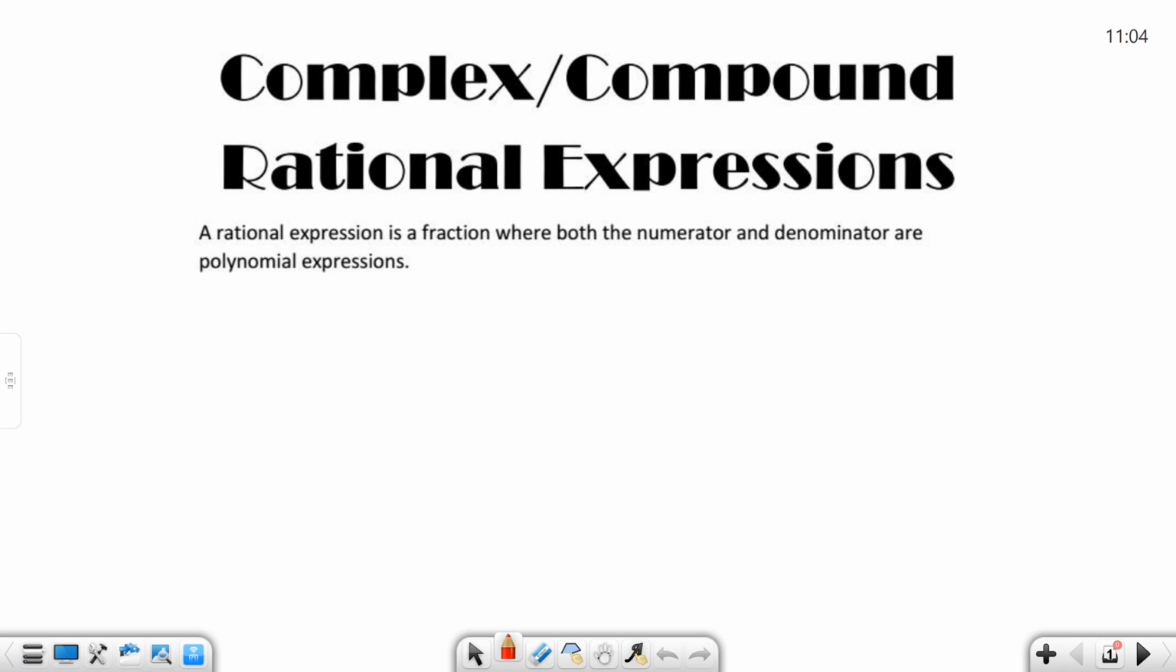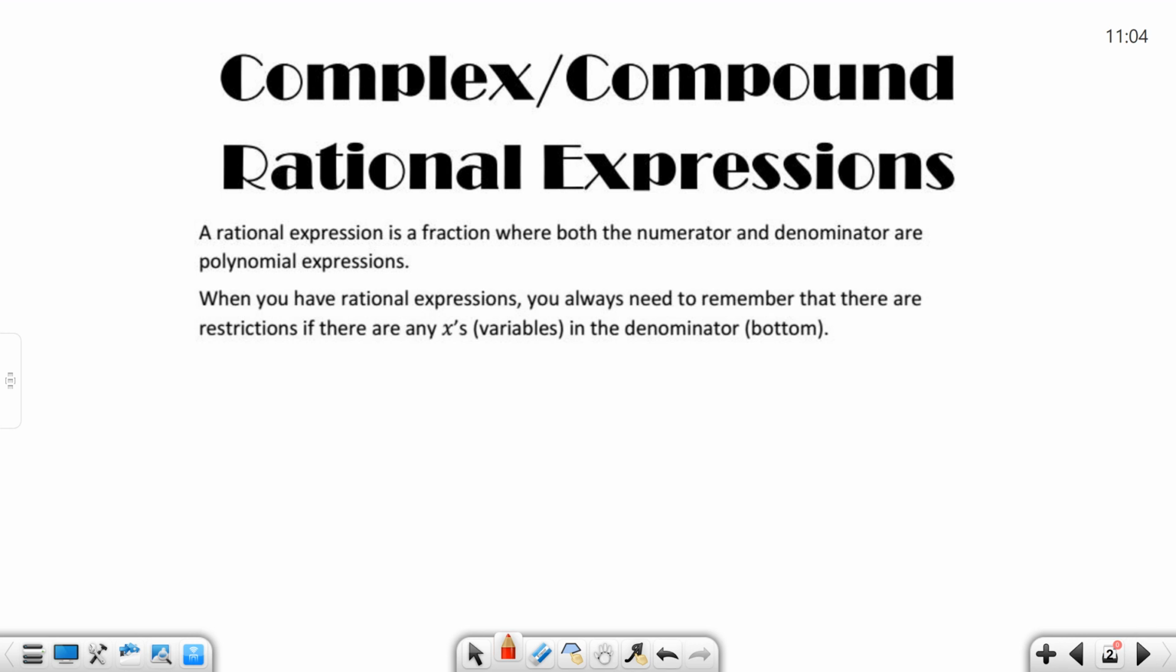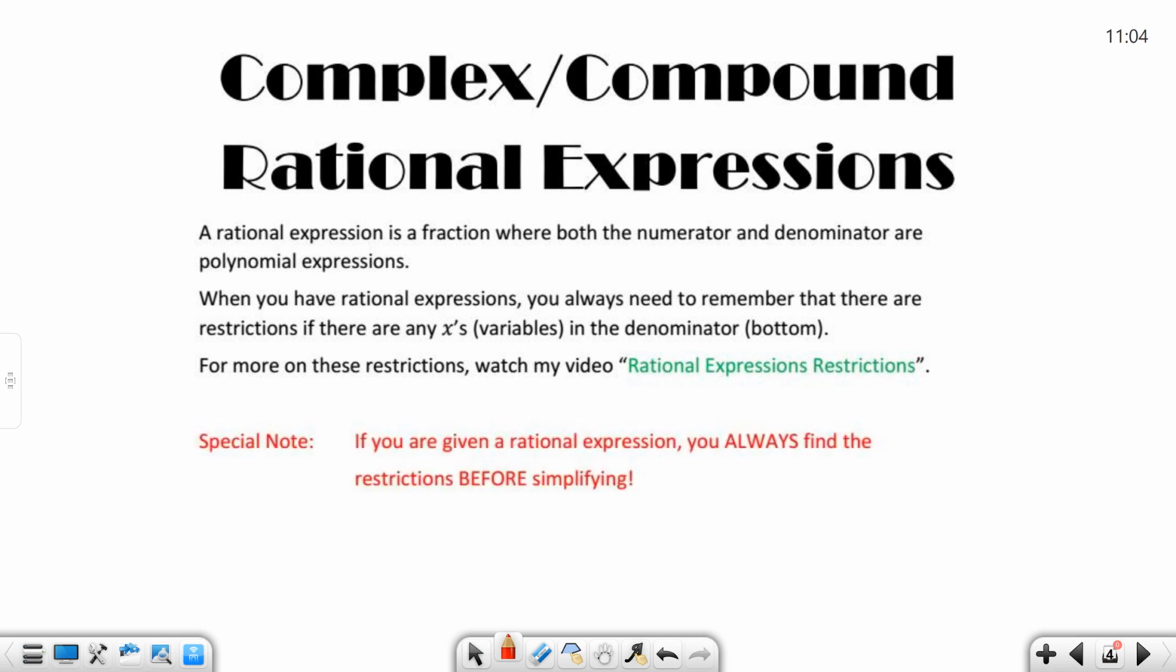A rational expression is a fraction where both the numerator and denominator are polynomial expressions. It does not require variables, but polynomials there. When you have a rational expression, you always need to remember there are restrictions, if there are any x's in the denominator or the bottom. For more on these restrictions, watch the rational expressions restrictions video, because we won't find them in this one.